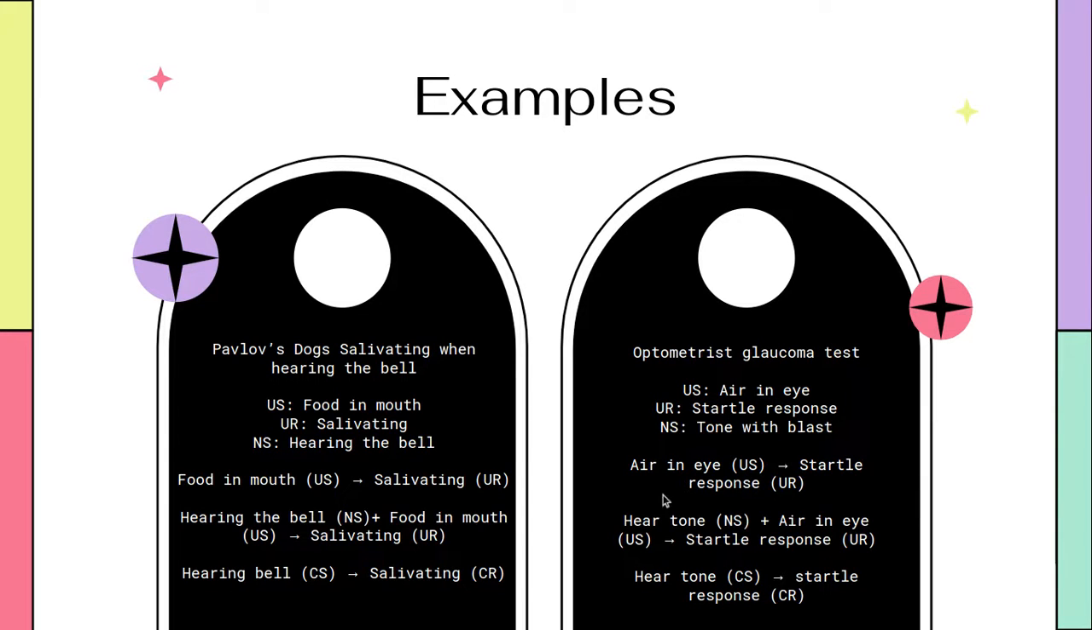So first, the unconditioned stimulus is the air in the eye, which leads to the unconditioned response of the startle response. But let's say now we pair the tone, which is the neutral stimulus. So you hear the tone and you get the air in the eye, which is the unconditioned stimulus, which leads to the unconditioned response of the startle. Eventually, hearing the tone alone becomes a conditioned stimulus, which leads to the conditioned response of startling, and you no longer need the air in the eye to elicit that response.